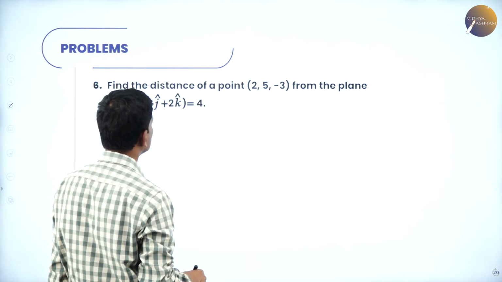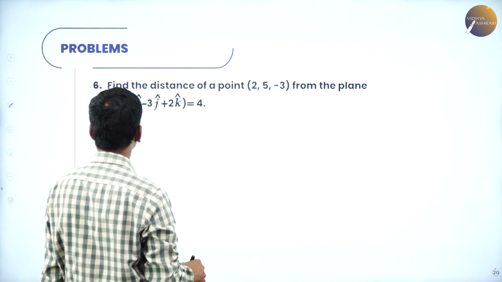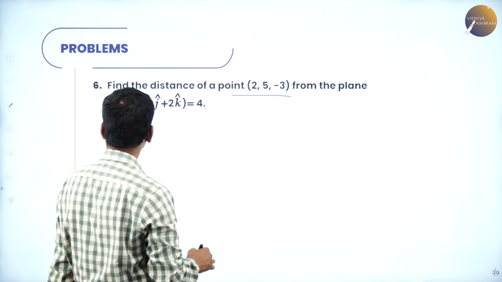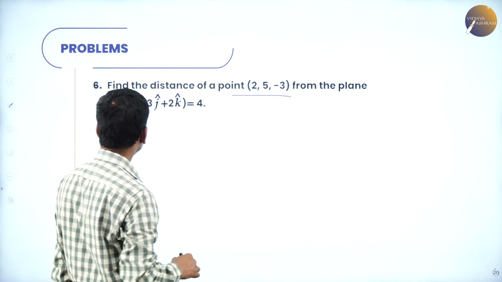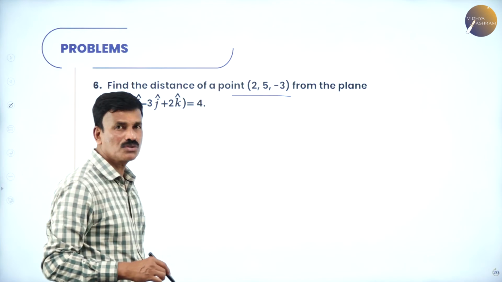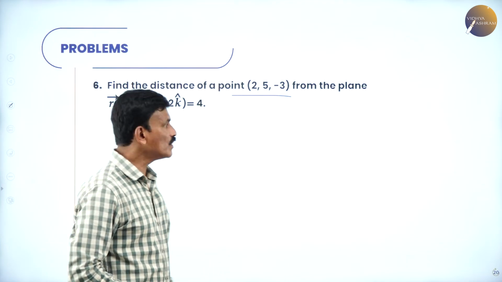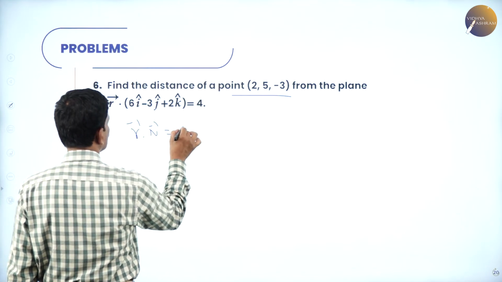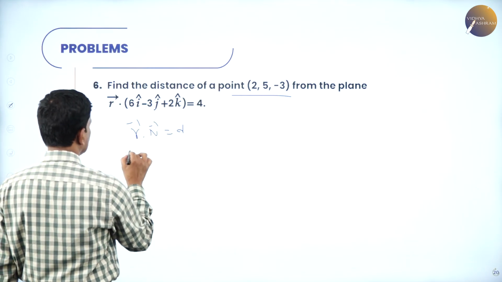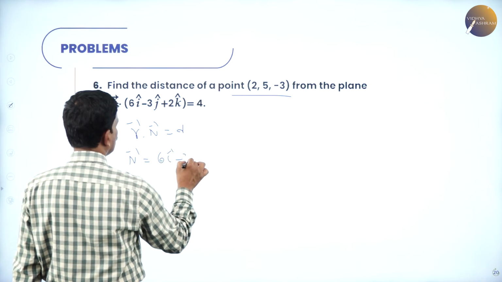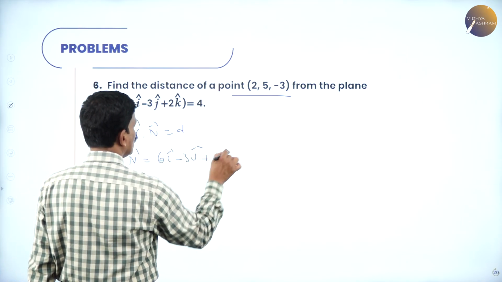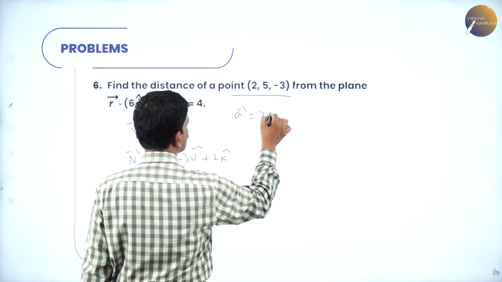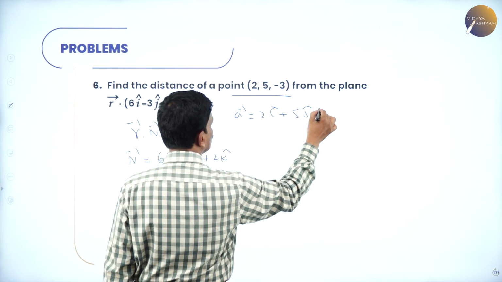Find the distance of a point (2, 5, -3) from the plane r dot (6i minus 3j plus 2k cap) is equal to 4. See what is the problem given? The point is given and this is of the form vector r dot n is equal to d. What is n here? Vector n is equal to 6i minus 3j plus 2k and d is equal to 4. And this is the point, vector a is equal to 2i plus 5j minus 3k.